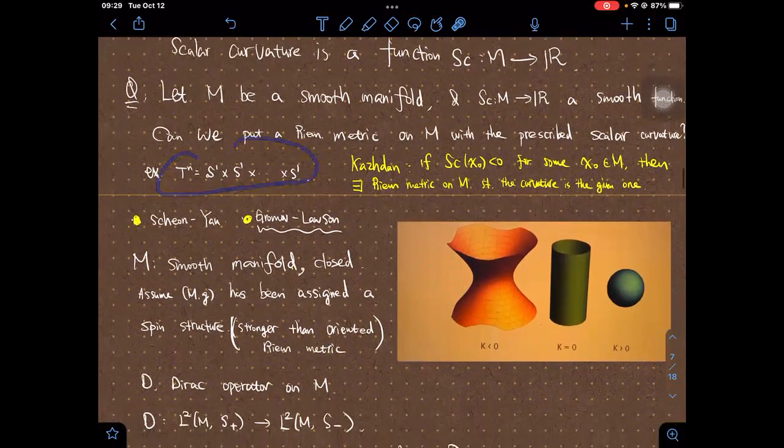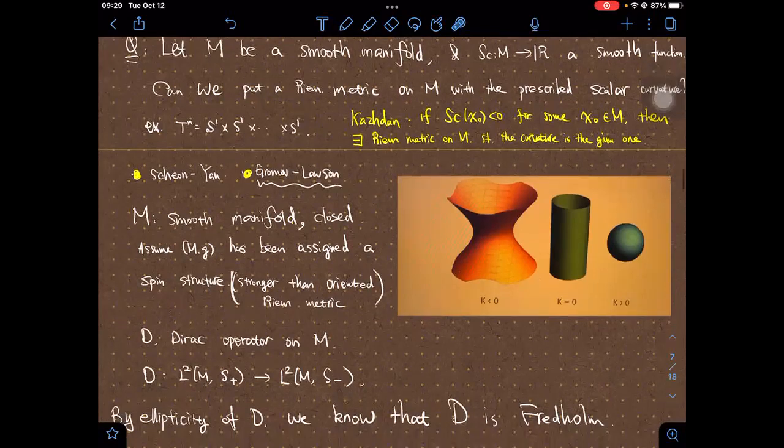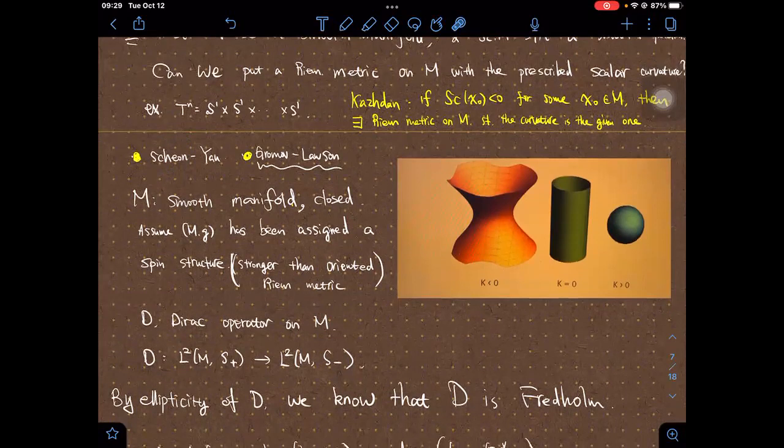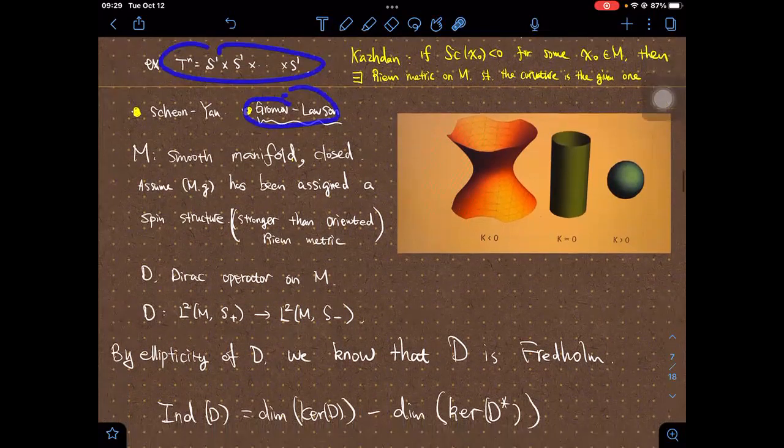Even though this example looks simple, the question is super difficult. In the 1970s, there were two groups of people. One group is Richard Schoen and Shing-Tung Yau. Another group is Gromov and Lawson. They tried to solve this problem with different methods. Eventually they gave a negative answer for this example. We are very interested in the approach of Gromov and Lawson.